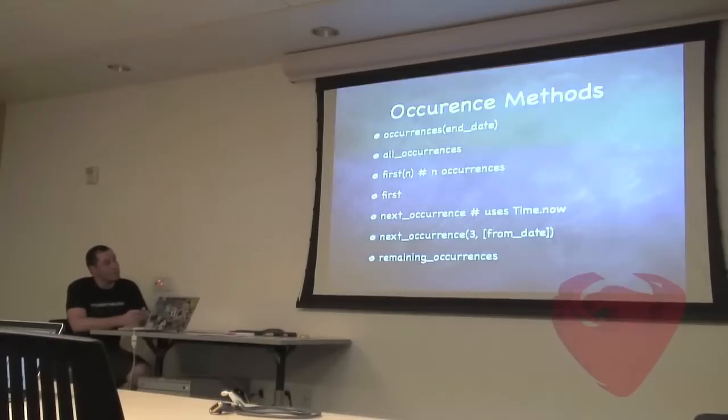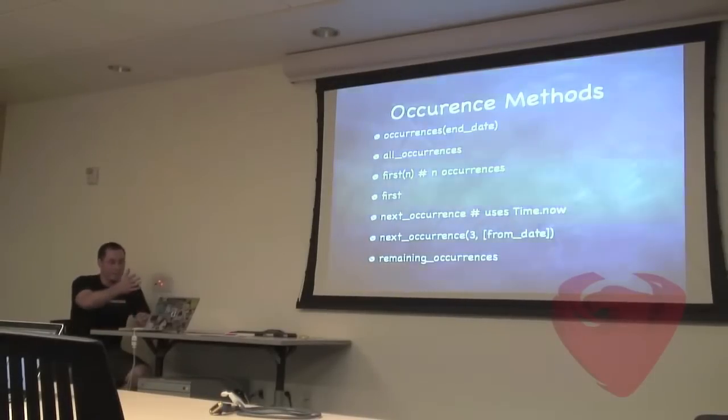And then there's a bunch of occurrence methods on it. So you can say, give me all the occurrences to some end date. Give me just everything. Give me the first n occurrences. Just give me the first one. Or you can iterate in a do-while loop and just say next one, next one, next one. Or you can say, give me the next three from this date, stuff like that. Or if you're on a day and there's an end date in the future, you can say, give me all the remaining ones so you don't have to iterate over other ones you don't really care about.